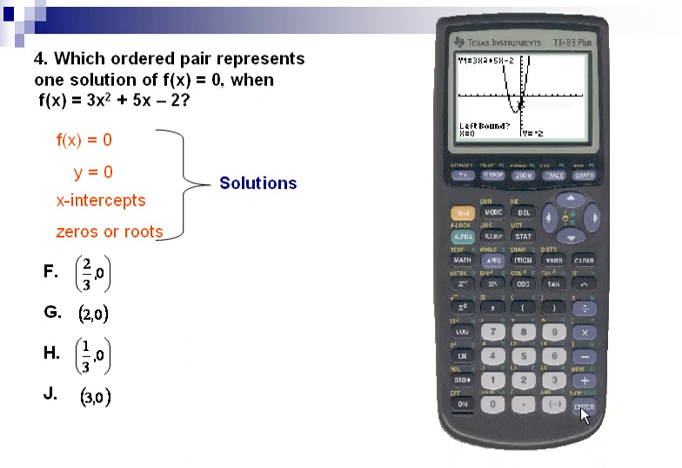Number 2. So the calculator is asking us for a left bound, so we want to move the cursor to the left of one of those x-intercepts. Press enter. Then move the calculator cursor to the right of that intercept and press enter. Now move the cursor to where you want it to guess and press enter. We find here that one of the zeros or solutions is -2, 0.